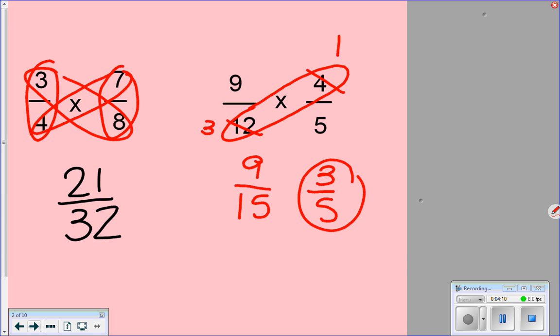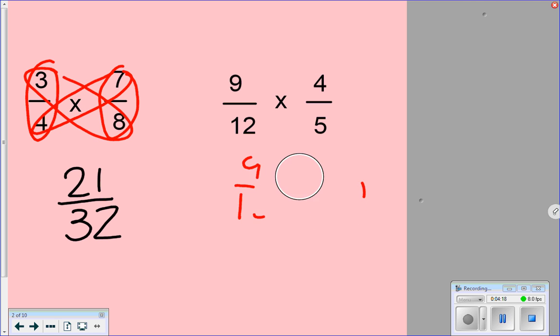Well, you can. Like, look at this one, Larissa. I could reduce 9/12 right away. What can I reduce that to? 3.